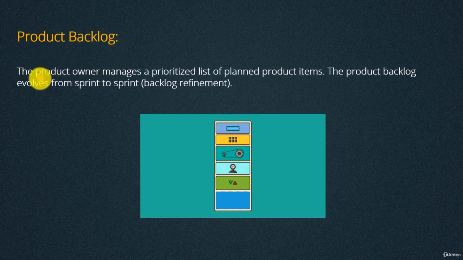Like we saw earlier, the product owner manages a prioritized list of planned product items, and the product backlog evolves from one sprint to another, which is called backlog refinement. So for example, like we saw, we wrote a group of user stories, then we added some of them to the first sprint. At the end of the sprint, we get feedback from the customer. Based on this feedback, we begin to review our product backlog. We edit the user stories, we change their acceptance criteria. We might also change the priority of the user stories, and this is called backlog refinement.